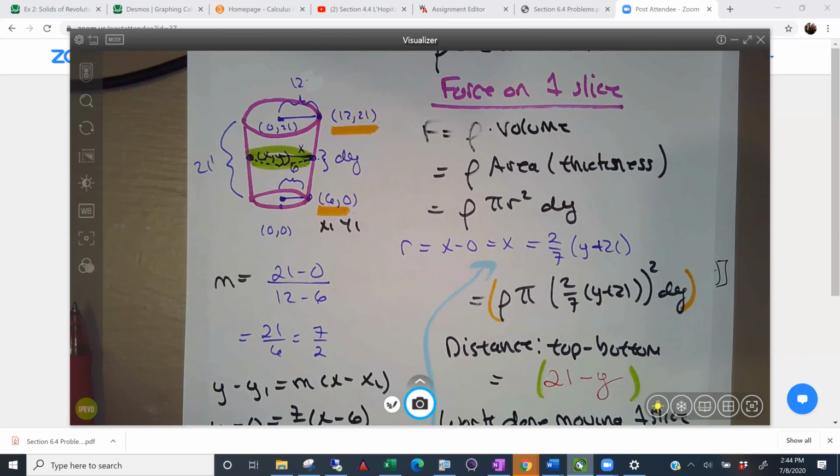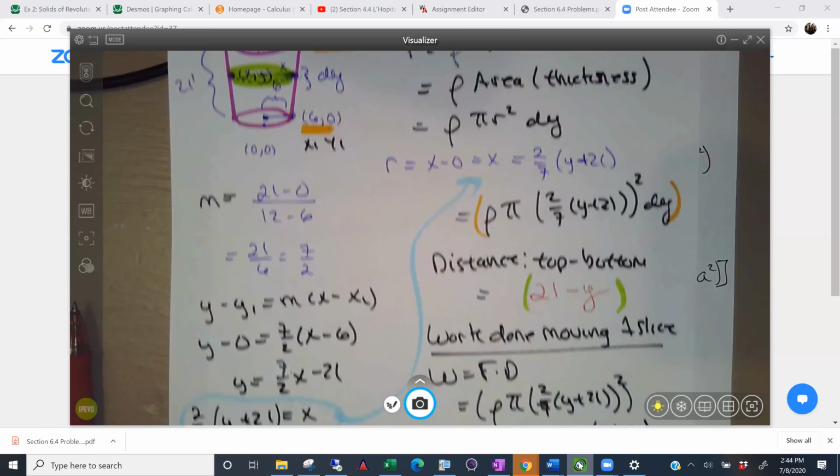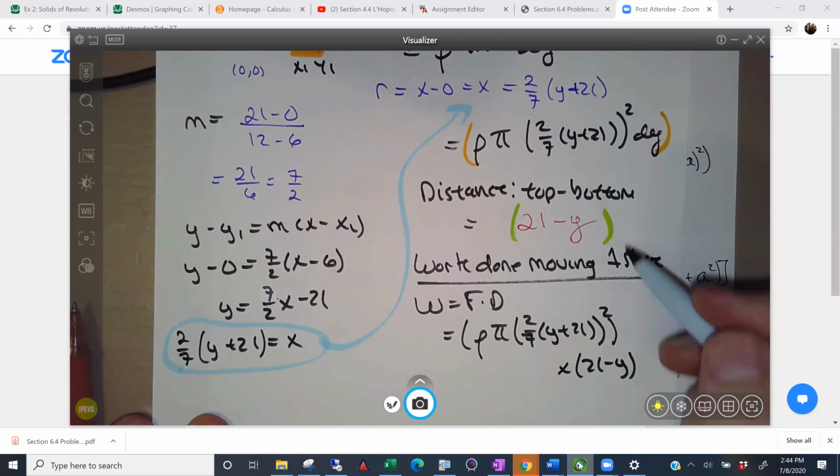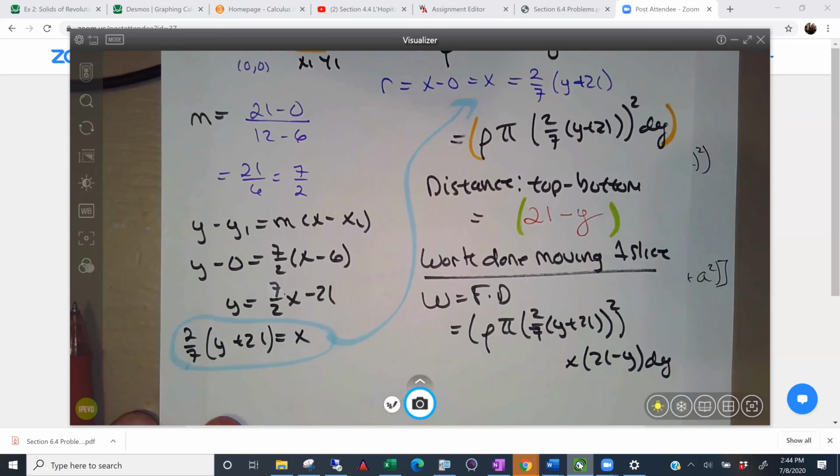work equals force times distance. Rho times pi times 2/7 y plus 21. Now notice the square goes outside the second parenthesis. Rho times 21 minus y. And I took the liberty, oops, sorry, I ran off here. So I took the liberty of just rearranging the dy term to the very end. So something like that.